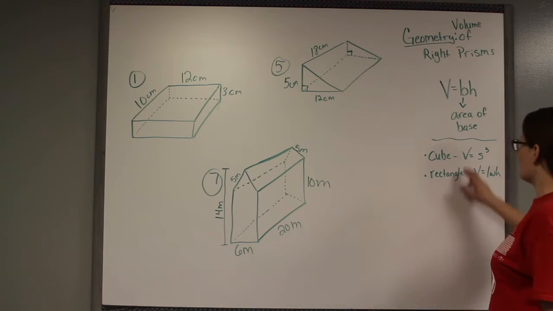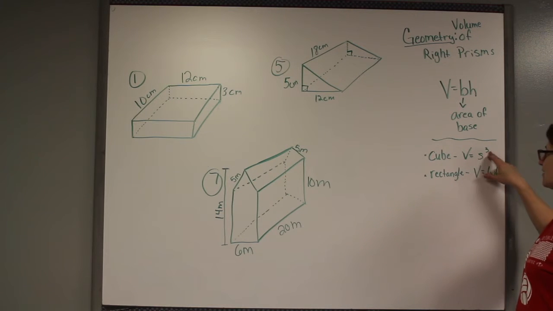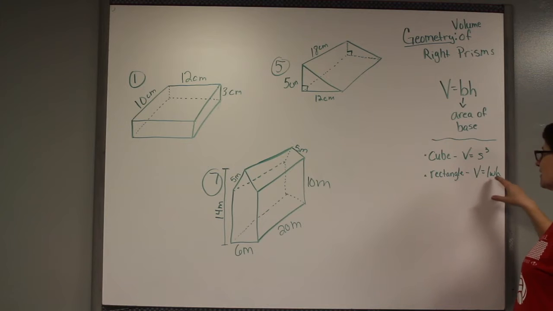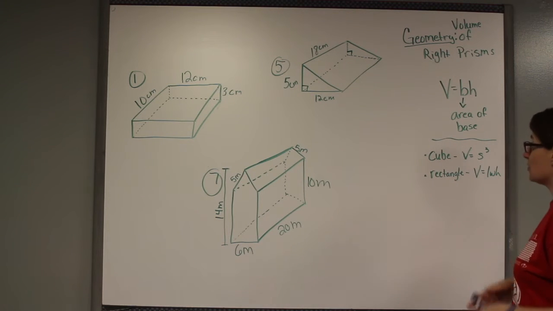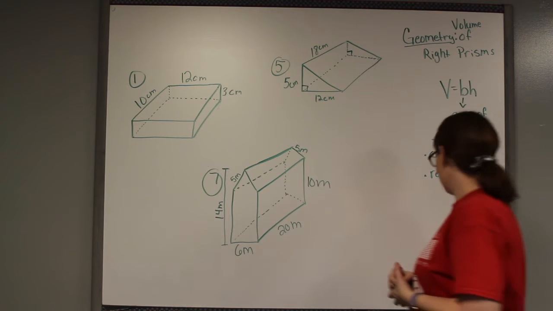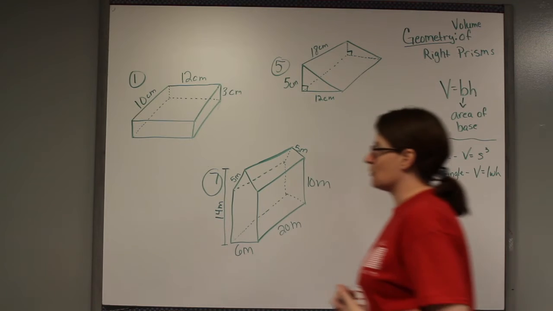And there are a couple special ones. For a cube, it's just the sides cubed, and for a rectangle, it's just length times width times height. So that's kind of a little bit of a shortcut. There are only 7 problems on here. We're going to do 3 of them together.